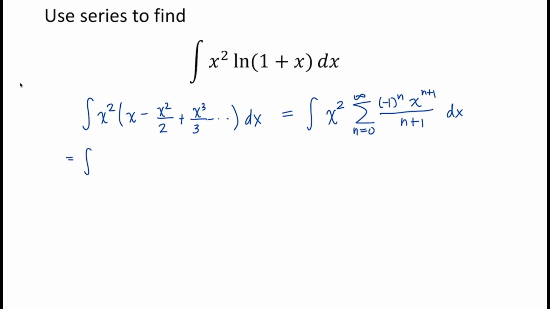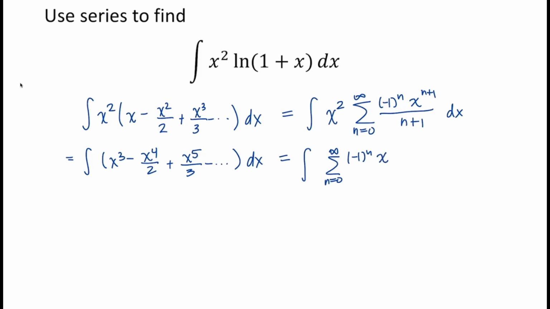So then here we can distribute the x squared. So we're going to have x cubed minus x to the 4th over 2 plus x to the 5th over 3, and so on, dx. And then here we're integrating the sum of n equals 0 to infinity of negative 1 to the n, and then we are going to have x to the, I'm going to pull this x squared in and combine by adding the exponent. So I'm adding this 2 and this n plus 1. So that's going to be x to the n plus 3 over n plus 1 dx.